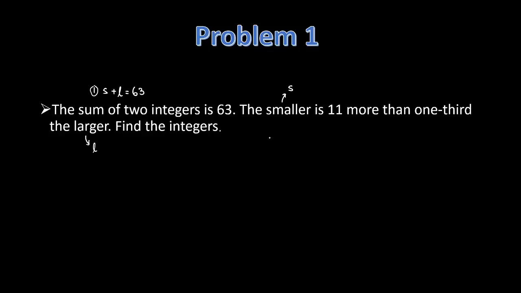And the second line is going to give me equation number two. The smaller is 11 more than 1/3 of the larger. So S is 11 more than 1/3 of the larger. Does that make sense? So S is equal to 11 plus 1/3 L. That's going to be my two equations.